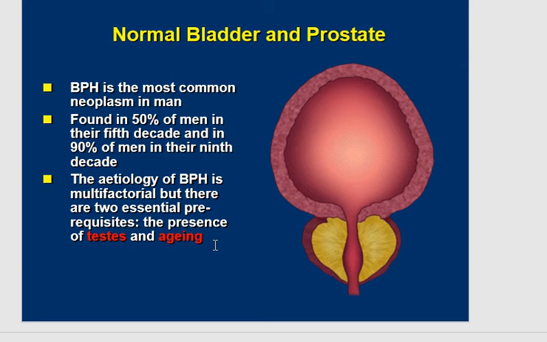So this is the normal bladder and the prostate. BPH is the most common neoplasm in men, found in 50% of men in their 5th decade and in 90% of men in their 9th decade. The etiology is multifactorial, which we have just discussed, but there are 2 essential prerequisites: the presence of testes and the aging male. This is the normal bladder and this is the normal prostate, the yellow one, and the lumen in between is the prostatic urethra.